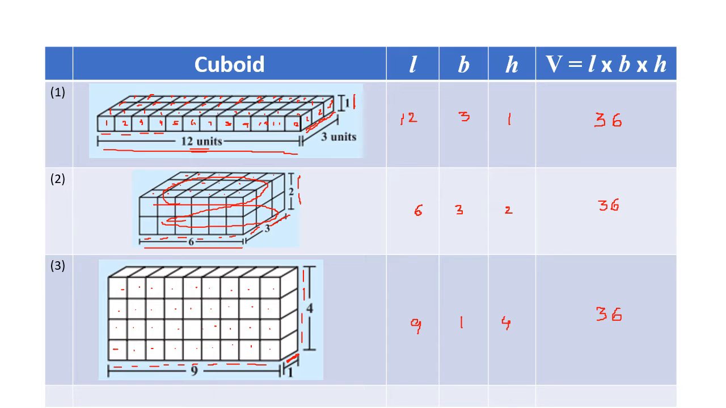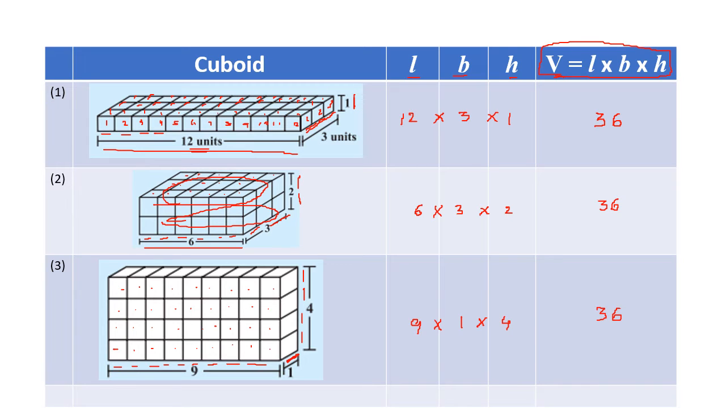But while doing the sums, we will not sit and count again and again. So what formula will we apply to find the volume? We take how many cubical blocks there are along the length, the breadth and the height and multiply them to find the volume. So the formula for the volume of a cuboid is V equals L into B into H. If you do 12 into 3 into 1, you get 36. 6 into 3 into 2, you get 36. 9 into 1 into 4, you get 36.